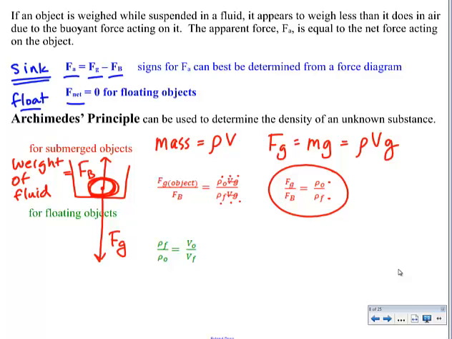For an object that's floating, we end up with this. We've got the density of the fluid over the density of the object is equal to the volume of the object over the volume of the fluid.